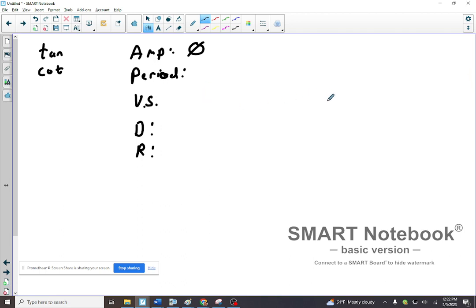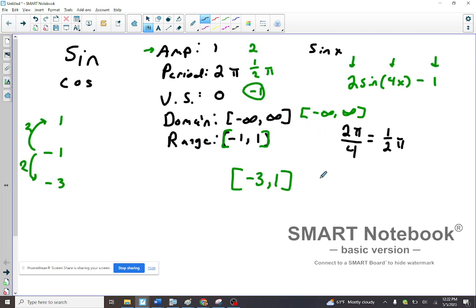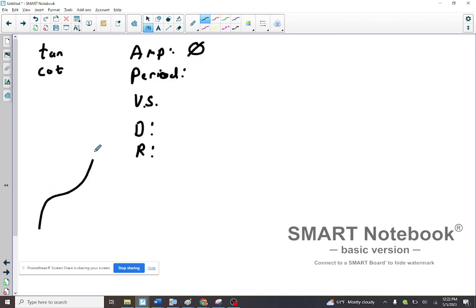When I say amplitude for sine and cosine, it's because the graph goes up and down, right? Cotangent and tangent look like this, which means there's no top or bottom. It also looks like a cube root. That does look like a cube root, yeah. They're similar.